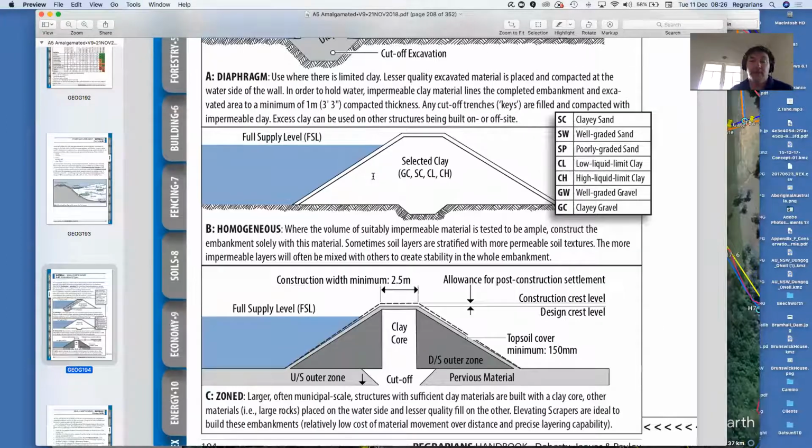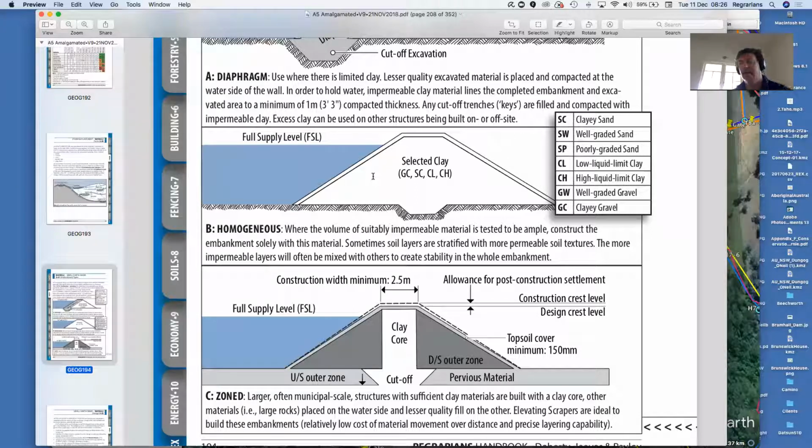Next one, which is the most common dam that's built, and often by default because people haven't done any engineering or investigation prior, is what's called a homogeneous dam. And this is where all of the material that's dug out of the ground to build the dam, out of the borrow pit, is compacted into the embankment.